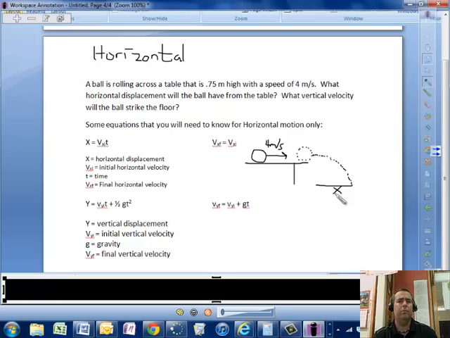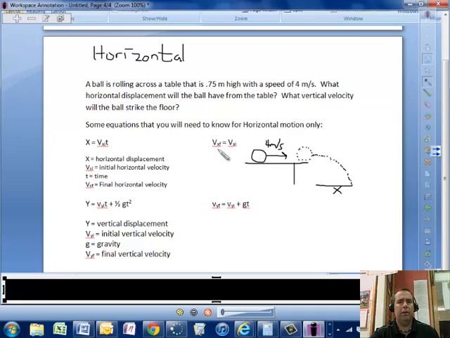And then finally, it says, well, what vertical velocity will that ball strike the floor? Some equations that we're going to end up using. Okay, to find the horizontal movement of this, we're going to say that the horizontal displacement is going to be equal to the initial horizontal speed multiplied by the time. The other thing that I want to point out here is the final horizontal velocity is going to be equal to the initial horizontal velocity. It's going to continue to travel forward at 4 meters per second while it is falling.